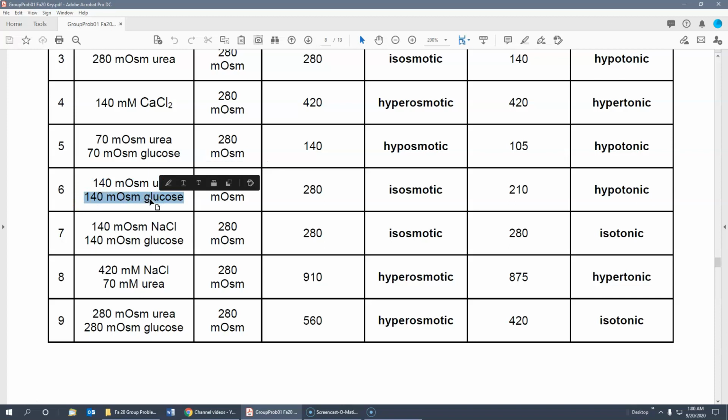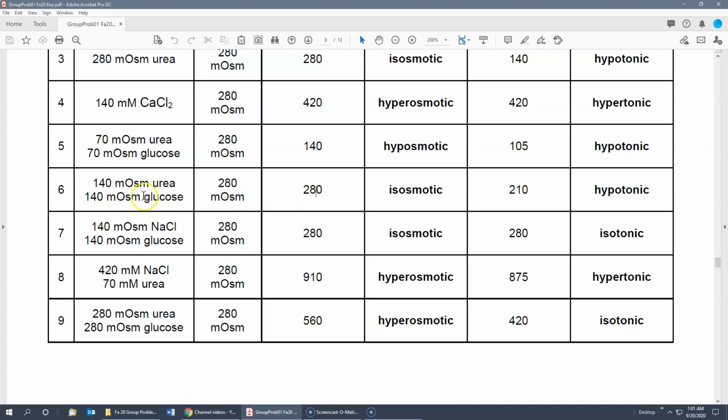So all we have to do is add them together, right? So 140 and 140 is 280. So our solution is 280 to start. Our red cell is 280, as human red blood cells always will be. So I compare the solution to the cell. It's like we had the first time. Same, it's isoosmotic.